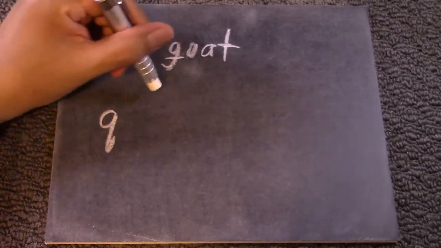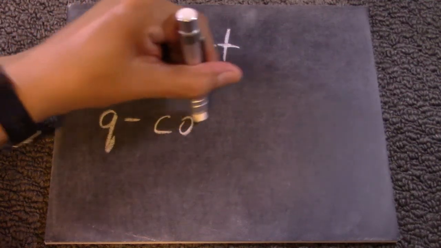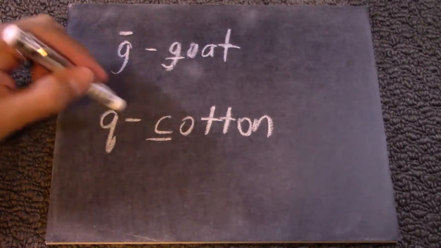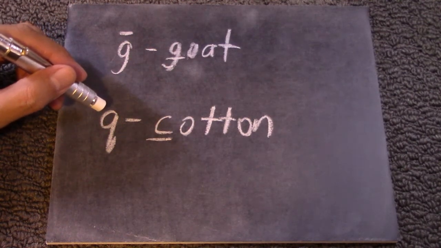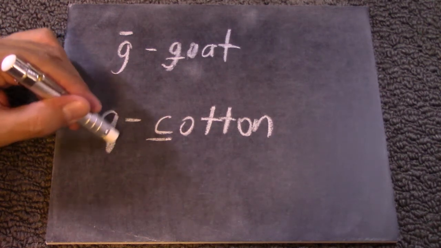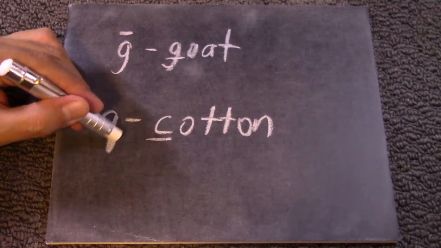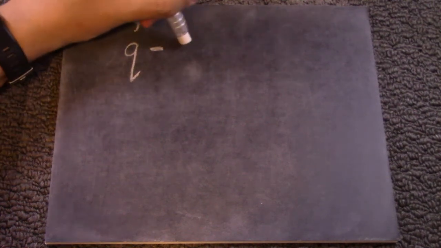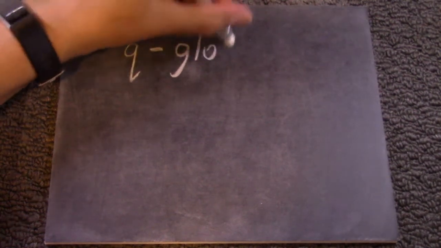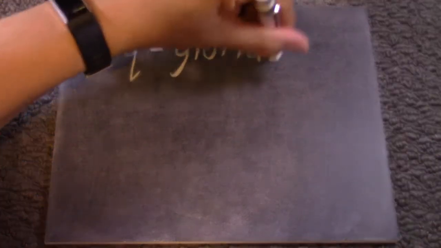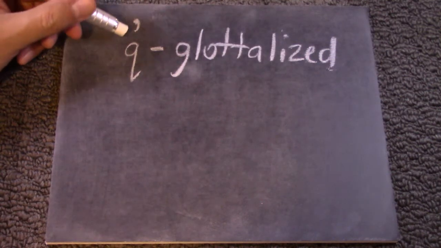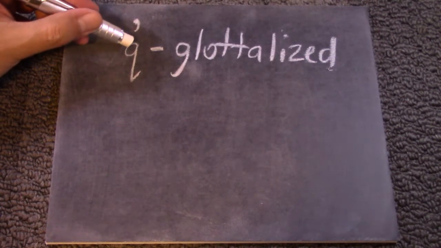We also have Q, an English word that's similar to that sound, cotton. And it's a little bit different. We'll hear that in the á'islak examples coming up later. We also have a Q with an apostrophe, and this is a glottalized Q. So it's a deeper sound than the K sound in cotton.